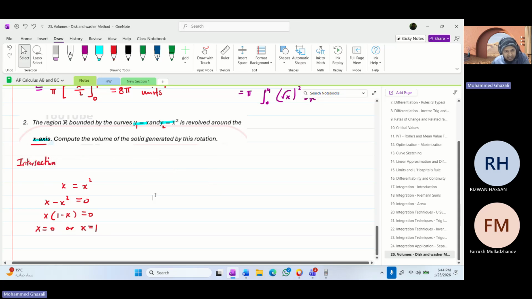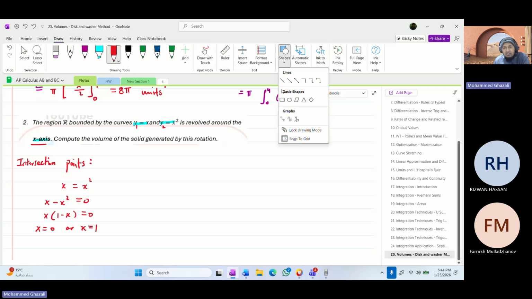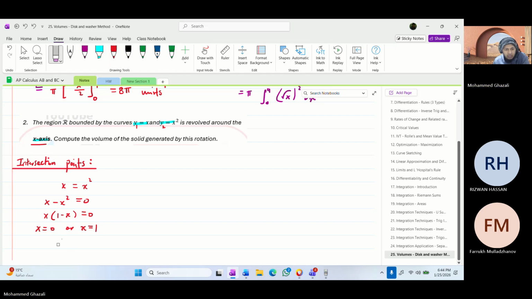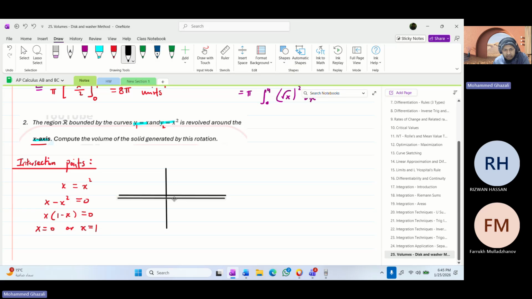Right, so we have intersection points. Now, the problem is, how do you know which graph is on top and which is at the bottom between 0 and 1? You can only sketch the graph between 0 and 1. If I'm sketching between 0 and 1, the easiest graph to sketch is a straight line. Remember, the straight line graph is a 45-degree line.